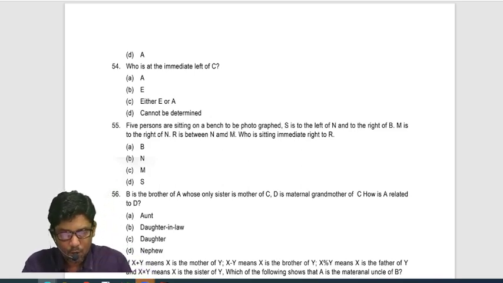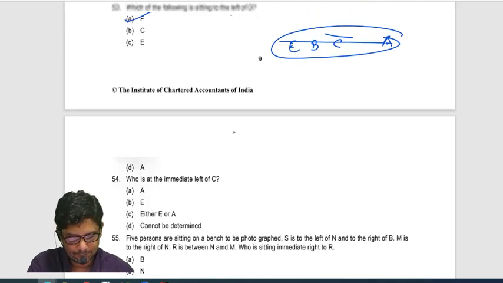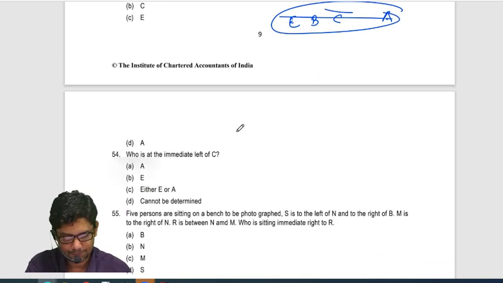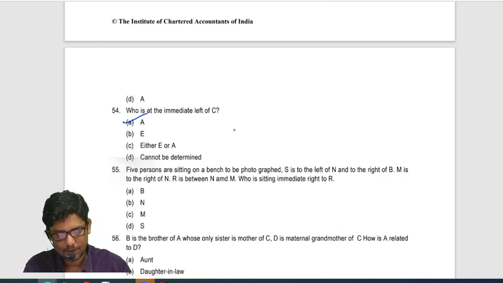Look at this. Who is at the immediate left of C? Who is at the immediate left of C? A. Okay.